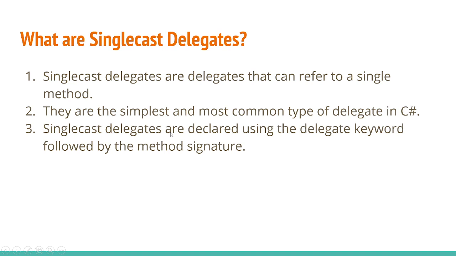Single cast delegates are delegates that can refer to a single method. That's why they are called single cast delegates. They are the simplest and most common type of delegates in C Sharp. Single cast delegates are declared using the delegate keyword followed by a method signature. So let's see how we can declare a single cast delegate.